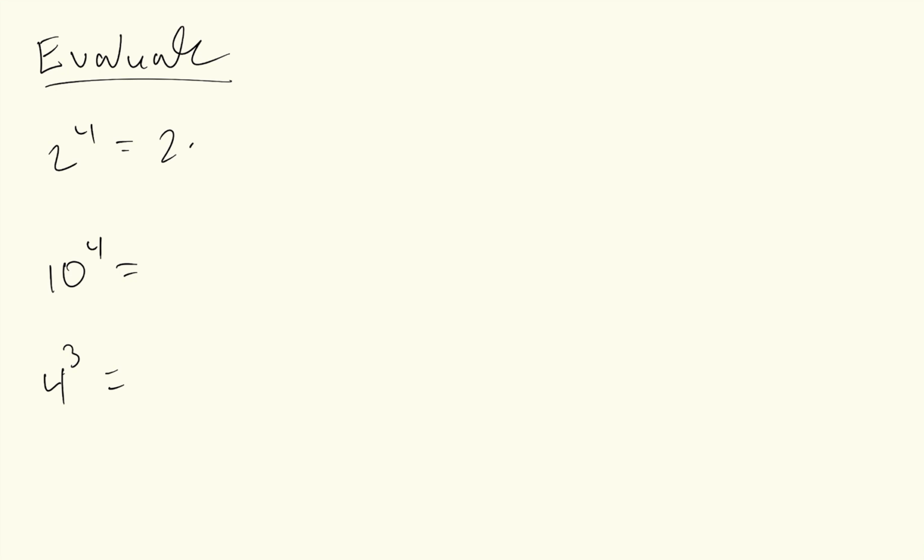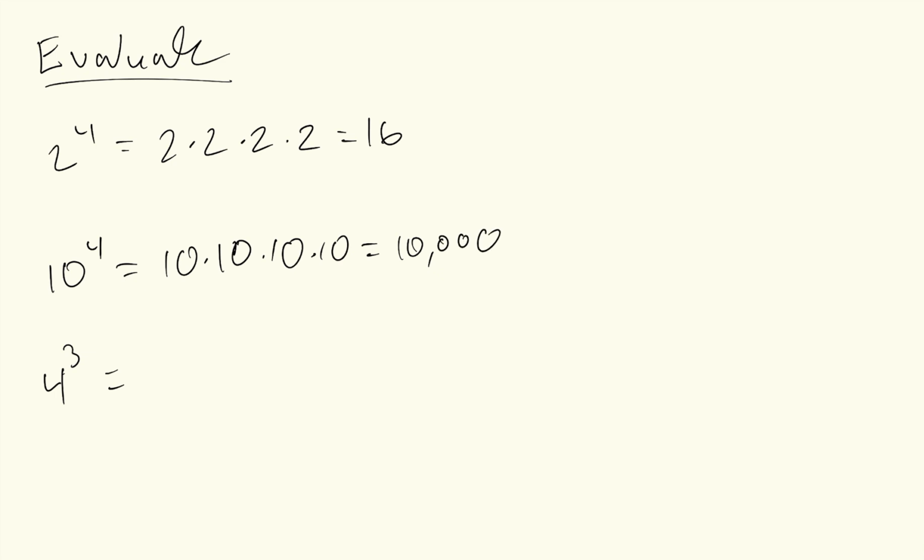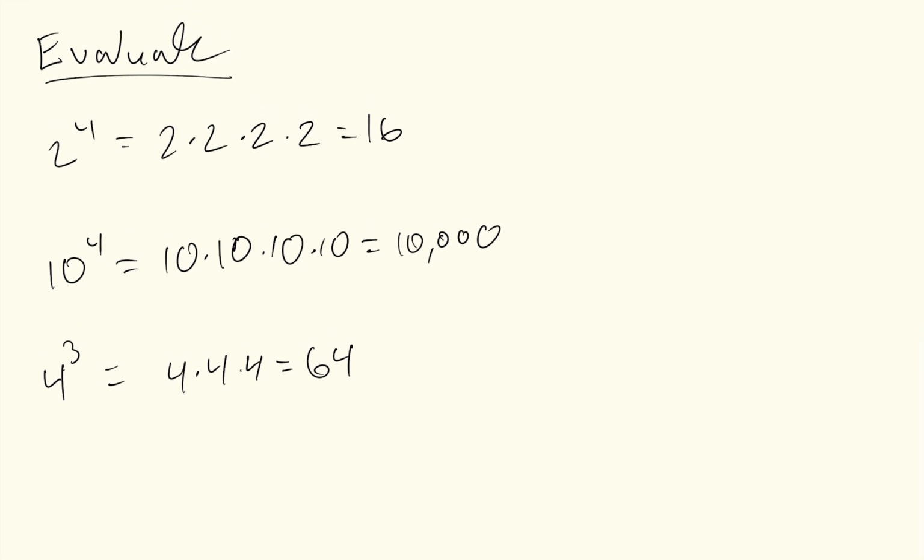2 to the 4 is equal to 2 times 2 times 2 times 2, which is equal to 16. 10 to the 4 is equal to 10 times 10 times 10 times 10, which is equal to 10,000. And 4 to the 3 is equal to 4 times 4 times 4, which is equal to 64. And you can go check on a calculator. That should be what those three are equal to. Now let's try a different question.